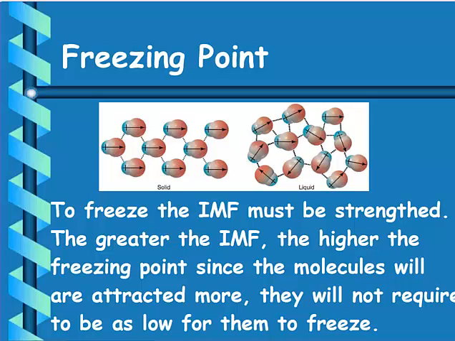In order to get a substance to freeze, the intermolecular force has to be strengthened. So the greater the IMF, the higher the freezing point, because the molecules will be attracted to each other more, so they will not require the temperature to be as low for them to freeze, because they'll already want to go together.